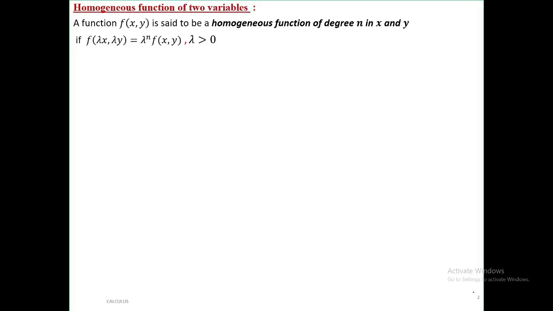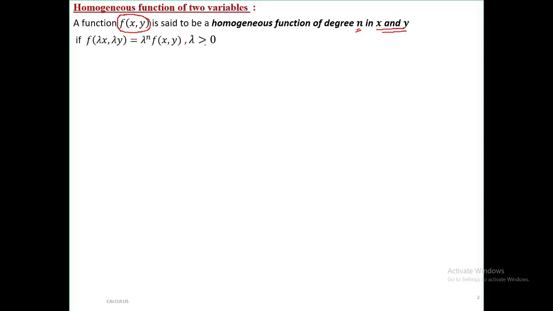A function f of x comma y is said to be a homogeneous function of degree n in x and y, two variables, if f of lambda x comma lambda y equals lambda power n into f of x comma y. That means this function is given to us, f of x comma y. Instead of x you substitute lambda x and instead of y you substitute lambda y. If lambda terms are completely coming out, then it is a homogeneous function of degree n. So lambda power something, that is called the power n. The n is said to be the degree of such a homogeneous function.